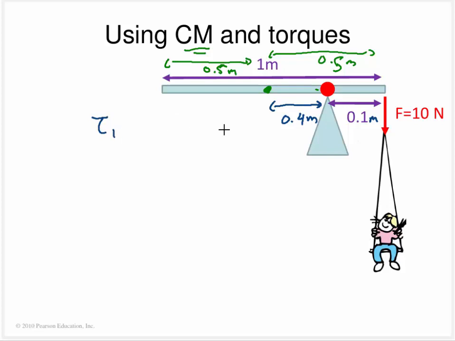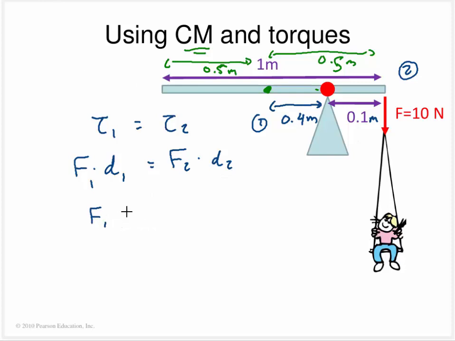So what we're going to say is the torque on side 1, I'm going to call this side 1 and this side 2, has got to be equal to the torque on side 2. So the force times the distance on side 1 has got to be equal to the force times the distance on side 2. Well, actually, I'm looking for this force. The distance right here has got to be 0.4 meters. And this has to be equal to force 2, which is 10 newtons, times 0.1 meters. So you go ahead and do the math, and force 1 has got to be equal to 1 divided by 0.4.